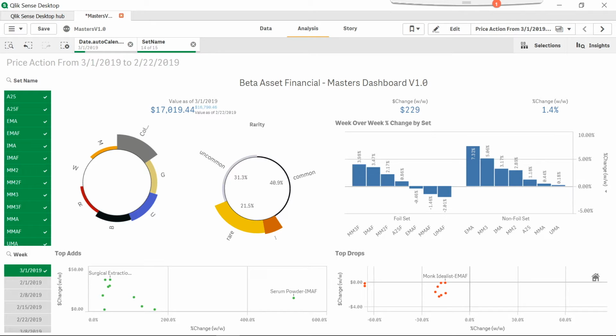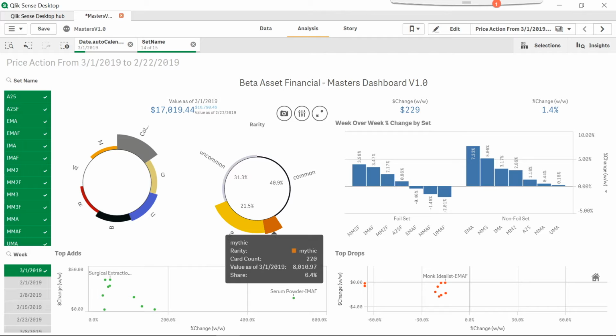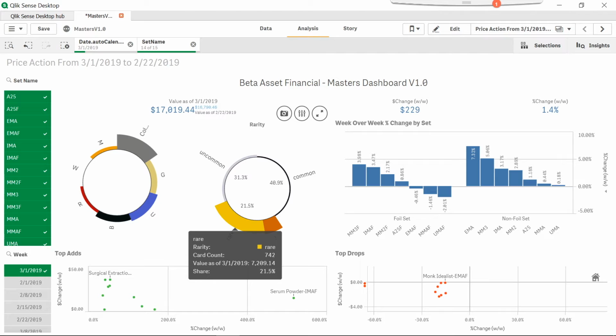It's one thing to know the value of these sets in aggregate, but it's another to be able to start to look at just the rares or the mythics in that set. And so what this is saying is the underlying value of the rares in the 7 master sets. There are 742 cards. The value of those cards is about $7.2 thousand, which makes up about 21% of the overall value.